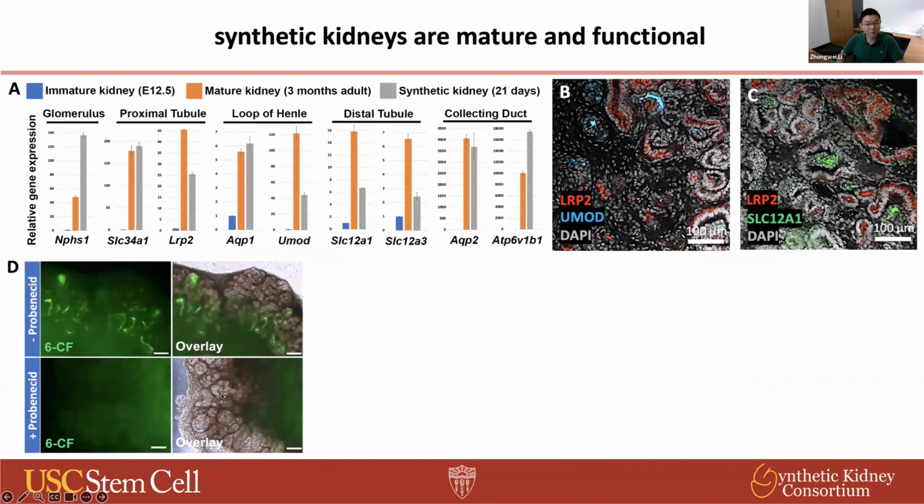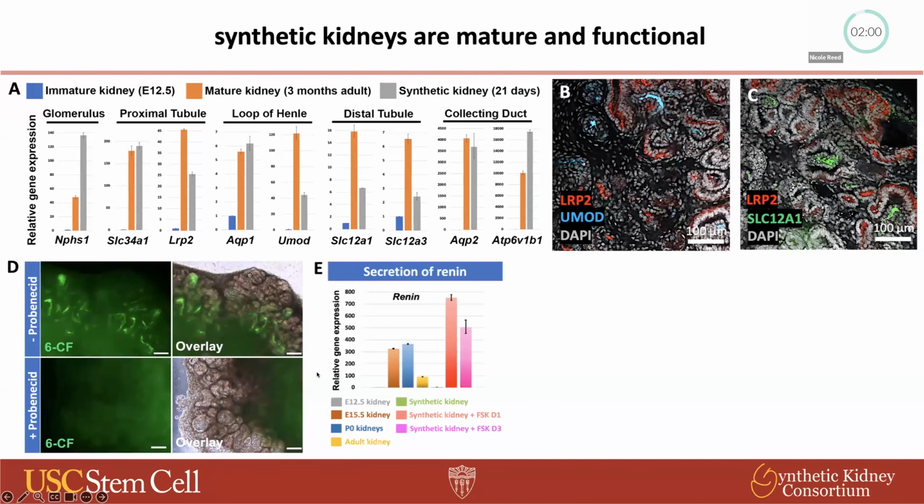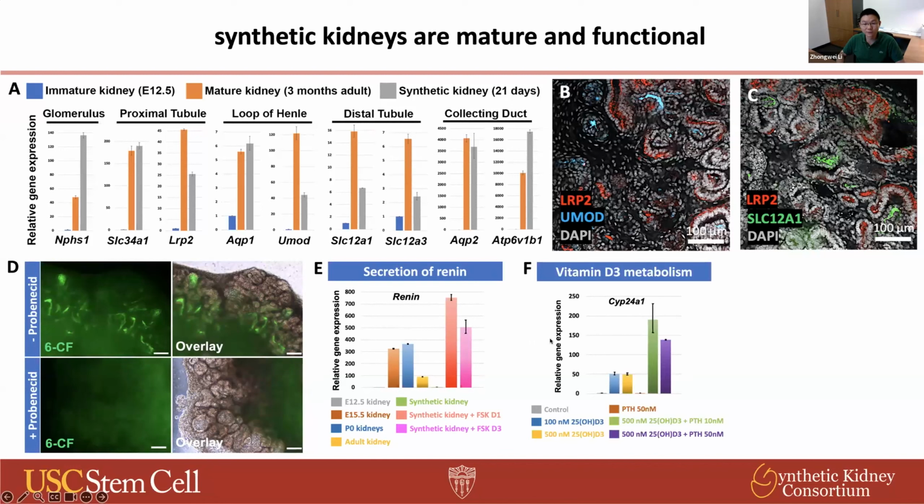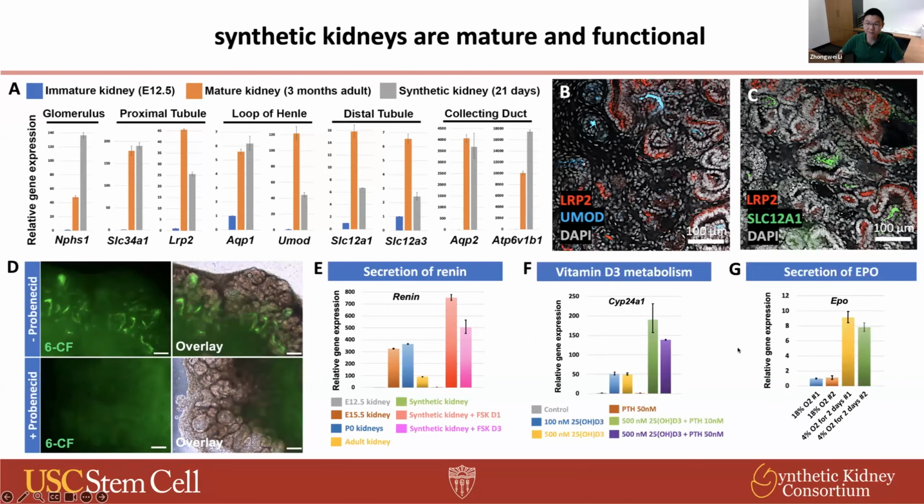And we also performed a large number of functional assays, and one of them shown here is for proximal tubule functionality, which is blocked by a specific transporter inhibitor. We also identified different endocrine functions, for example, the activation of cyclic AMP, and the production of vitamin D3 metabolites in the presence of vitamin D3 substrate together with parathyroid hormone. And if you put the synthetic kidney into a hypoxia chamber, they would produce erythropoietin.